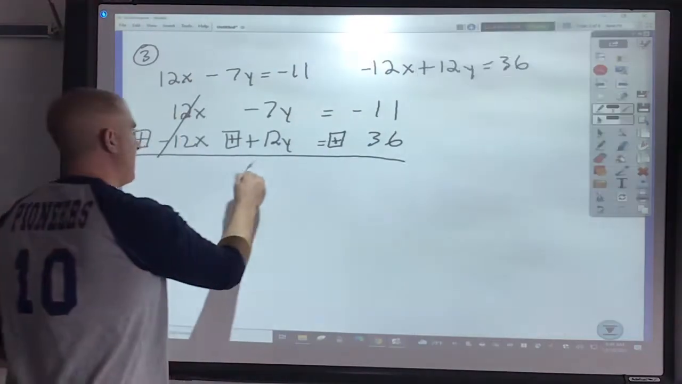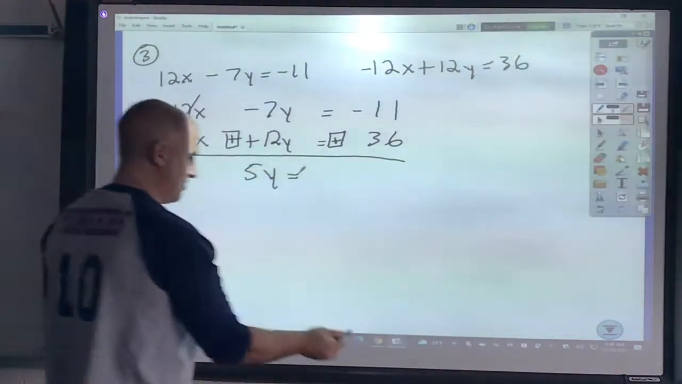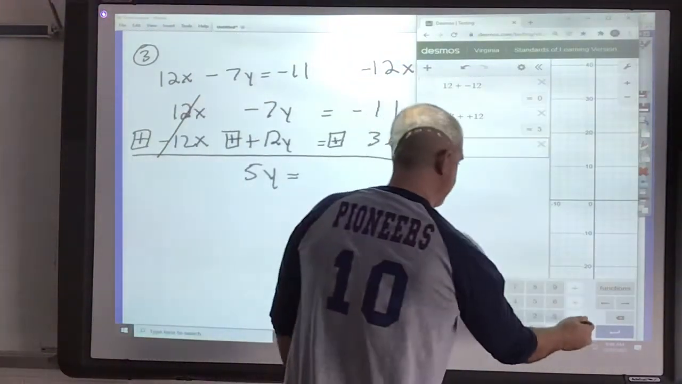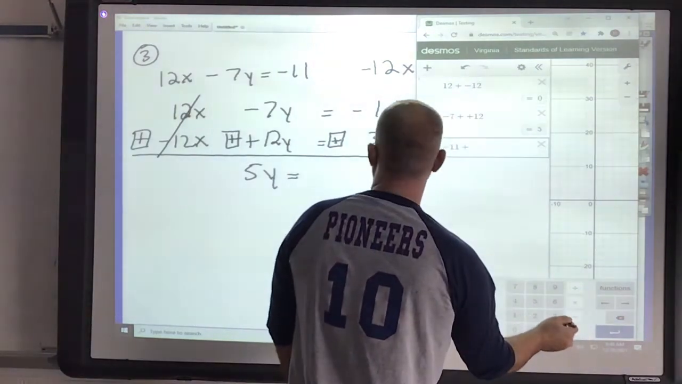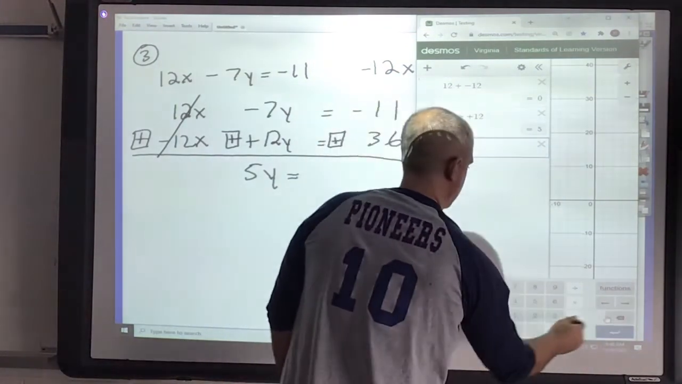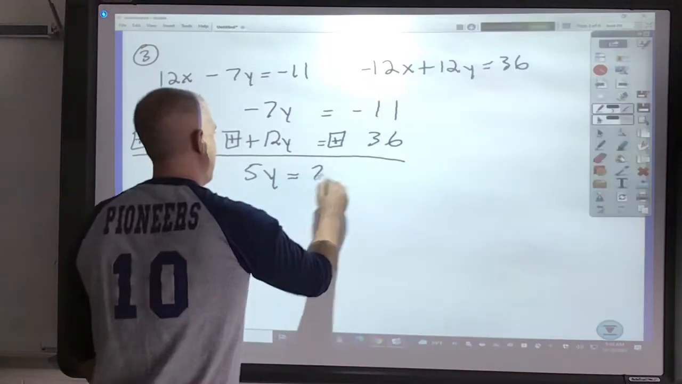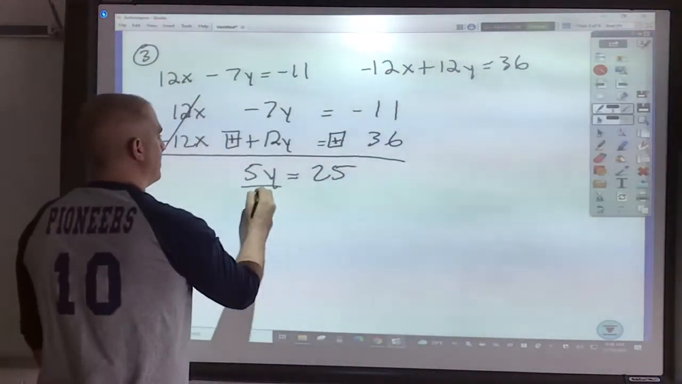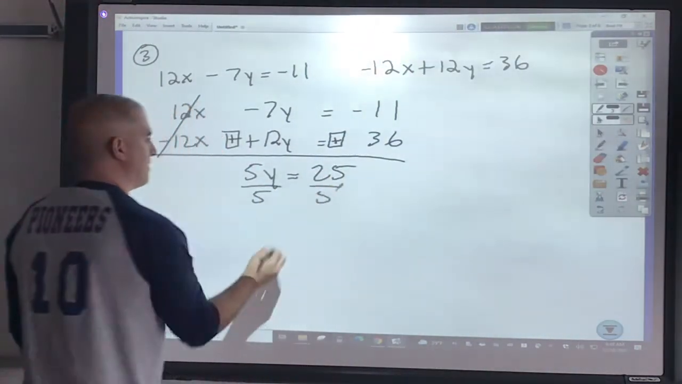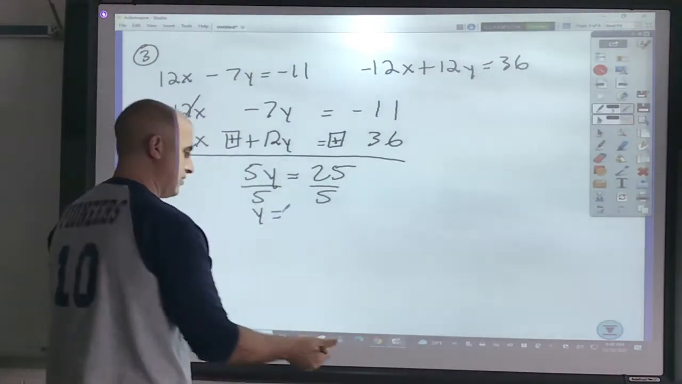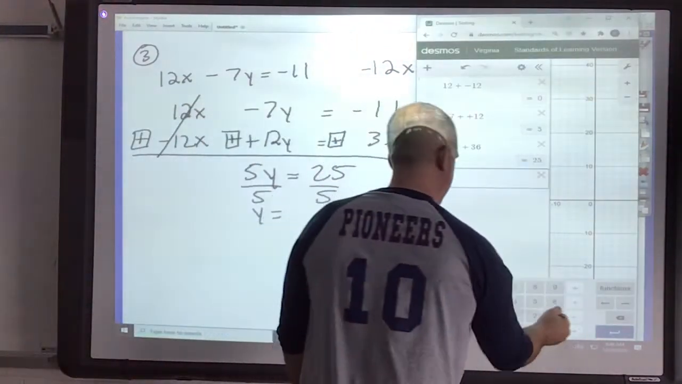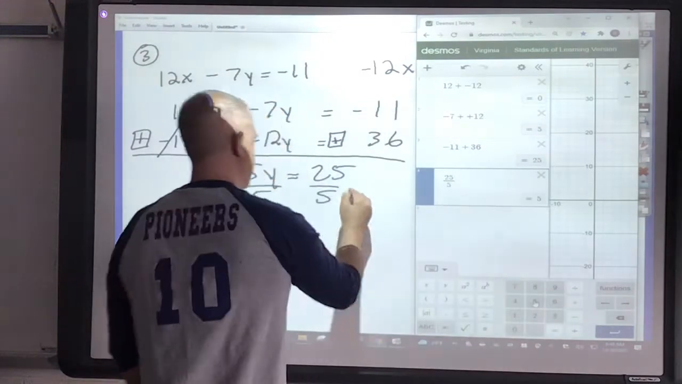Okay, I type into Desmos, negative 7 plus positive 12. And it tells me 5 and y. I do negative 11 plus 36. I get 25. So all I want to do is solve for y by dividing by 5, dividing by 5. So y equals 25 divided by 5 is 5.